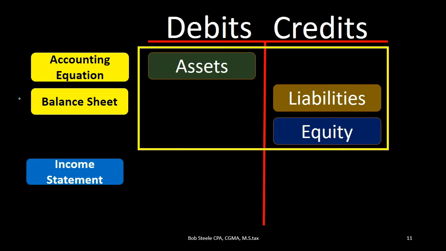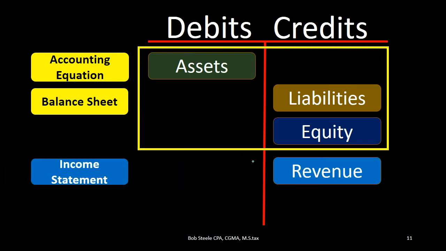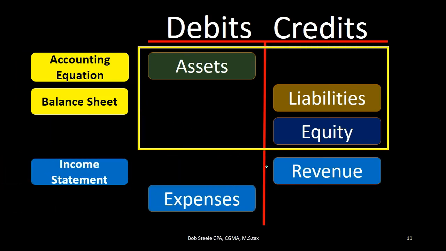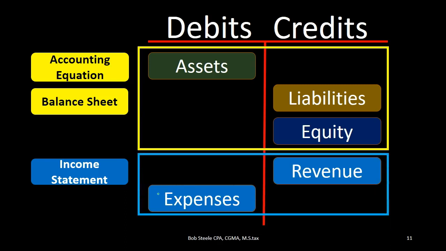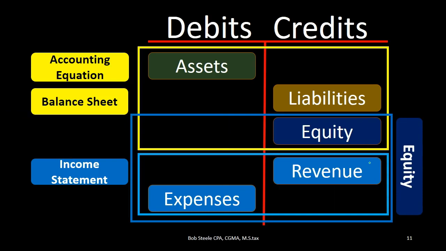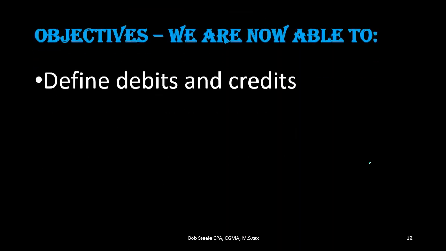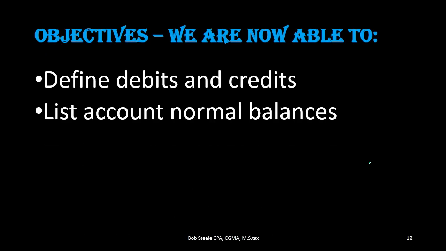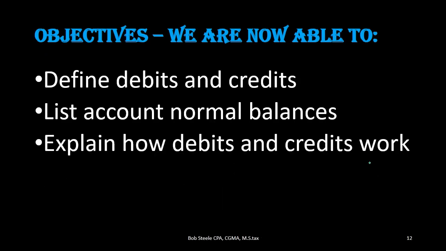We then have the income statement accounts of revenue, that's a credit balance account, and expenses, that's a debit balance account. Those are the income statement accounts. Revenue minus expenses, that is net income. And then remember that the entire equity section is the equity plus these temporary accounts of revenue and expenses. Objectives: we are now able to define debits and credits, list account normal balances, and explain how debits and credits work.